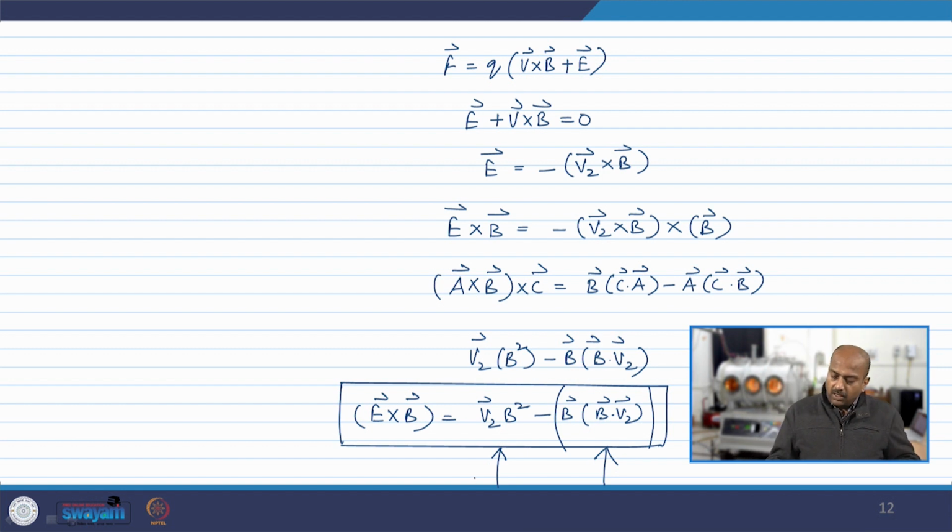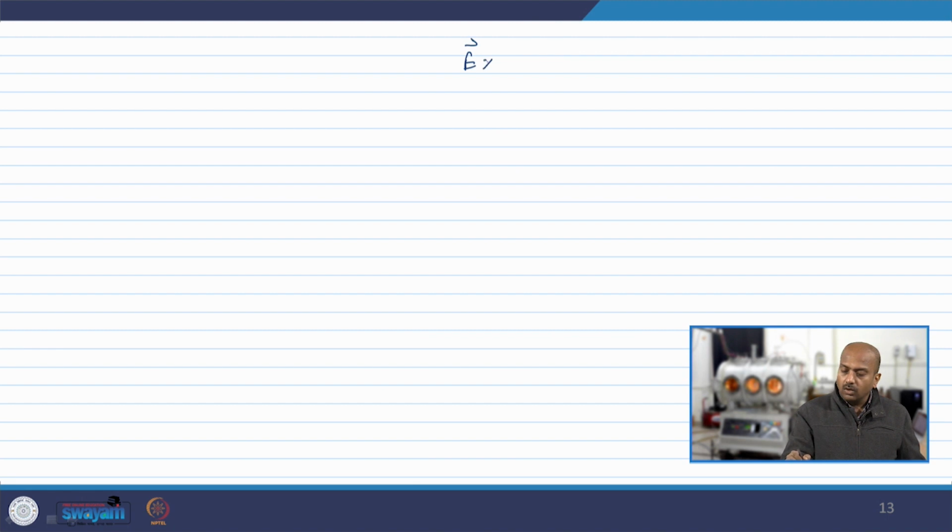Now, what we can say comfortably is that the resultant of E cross B will be in a direction perpendicular to E and B. So, it will not be in the direction of E or B, but this term, let us say we call it 1, 2, 3. The third term will be along B. So, if you try to account only those terms which can be in the direction of E cross B, we can neglect this term and say that E cross B is equal to V2 B square.